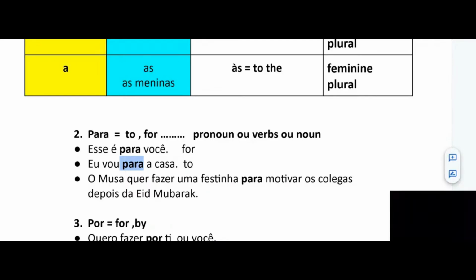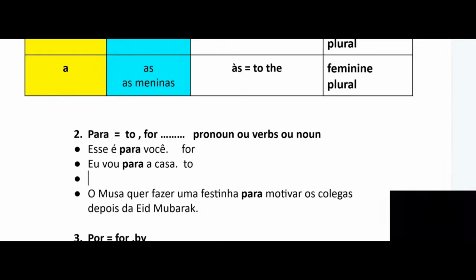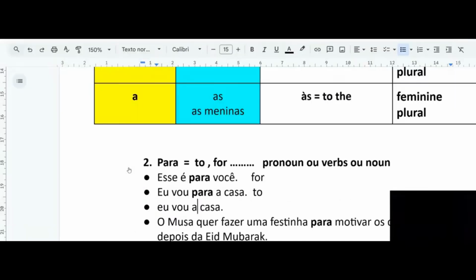The difference. So, a casa. So you want to say eu vou a casa. Okay, so she wants to ask whether I can say eu vou a casa. No.